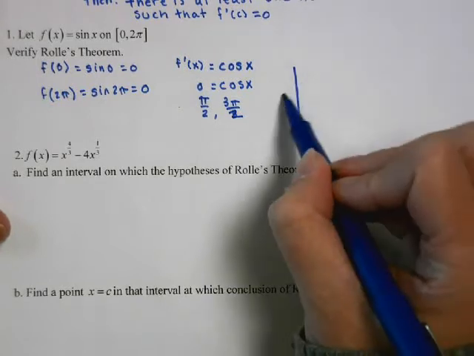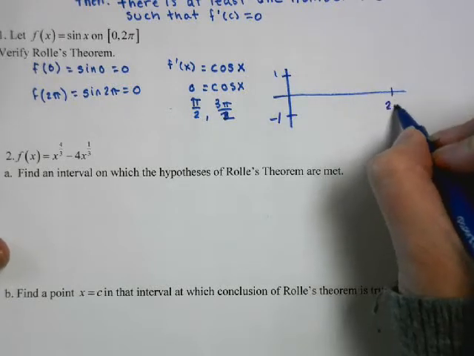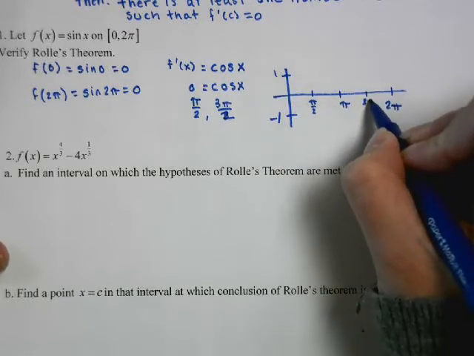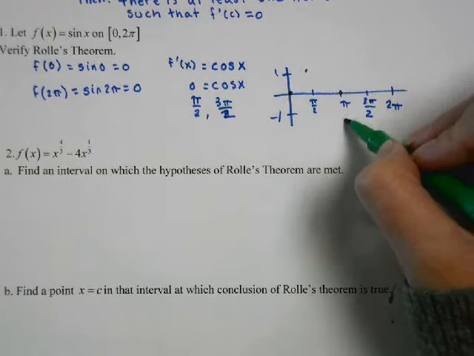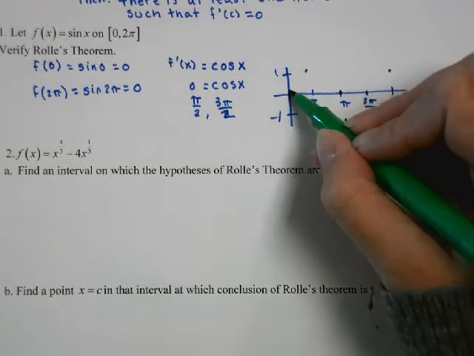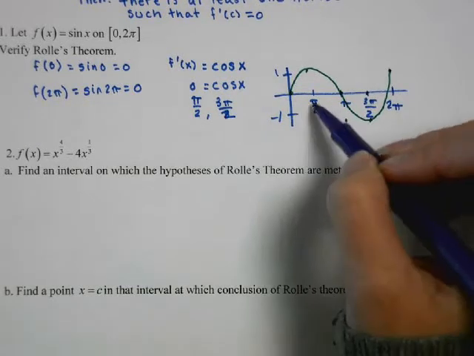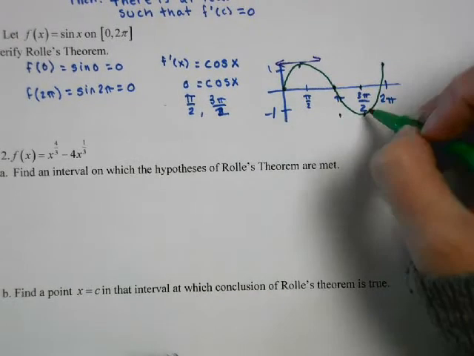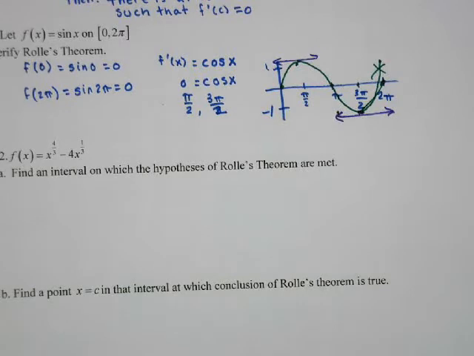Let's graph just to illustrate this idea. So the graph of sine, we go out to 2 pi, our graph of sine starts at 0, and goes like this. So this is a good illustration that at pi over 2, the slope is 0, and at 3 pi over 2, the slope is 0.